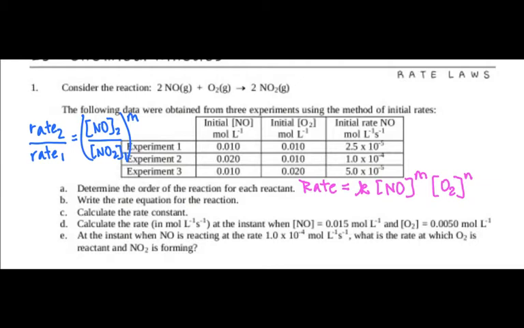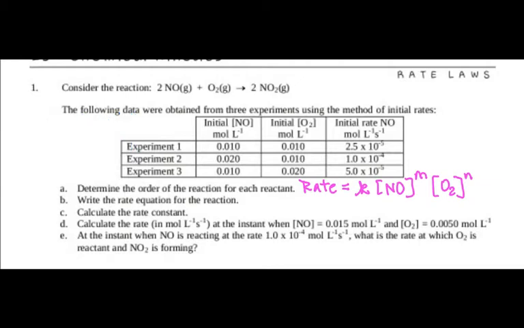In case you're wondering, the reason why we're doing experiment 2 in the numerator and experiment 1 in the denominator is because the concentration is going to be larger in experiment 2 versus experiment 1. So this is going to help us to be able to do the math a little bit easier.